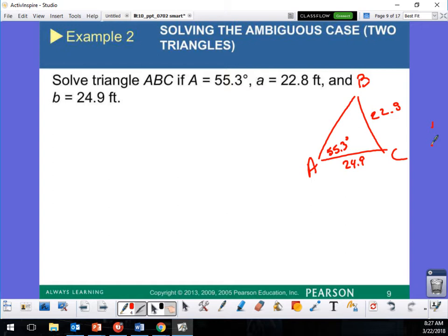So I start off with 22.8 over sine of 55.3 is equal to 24.9 over sine of B. Now, the exact same steps we just did on the last problem to try and isolate B by itself, I want you to do that. Write me out. So it's the exact same steps. Do we put it into our calculator once we got it? Yeah.